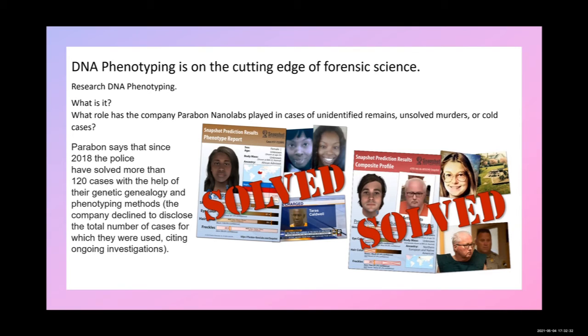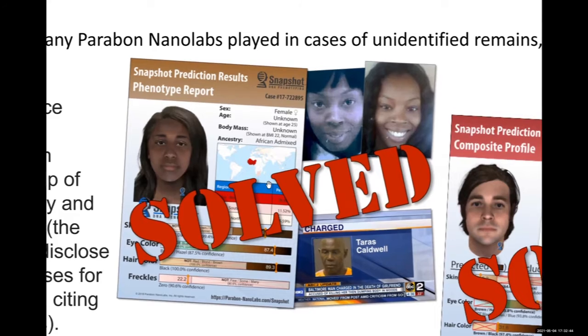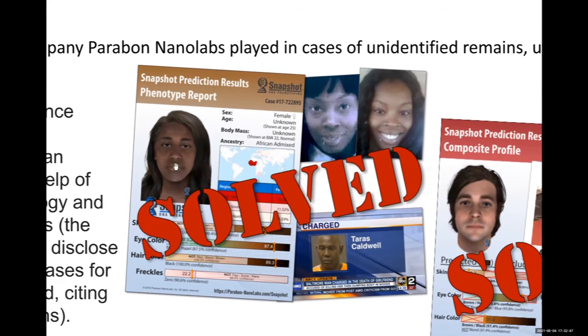So what they do is they can take DNA either from a crime scene left behind by a perpetrator or from unidentified human remains. And in this case, in the middle here, they had some unidentified remains, and they were able to take DNA and put it into this database where they have all kinds of information about what genes produce what proteins that present in what way when you look at someone's physical appearance. So they're able to do it by percentage.